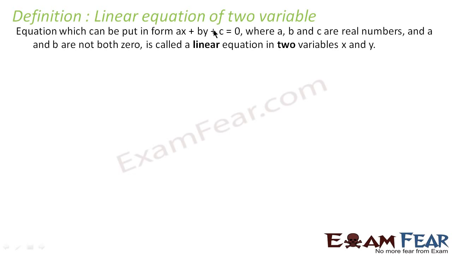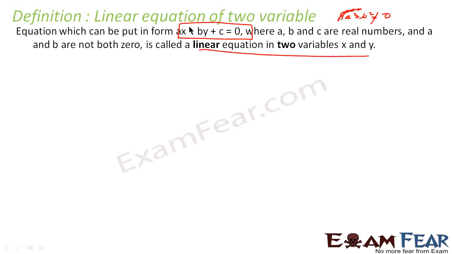An equation that can be put in this form, ax plus by plus c is equal to 0, where a, b, c are real numbers, where obviously a and b can't be 0 together, so we can say that a square plus b square is not equal to 0. That means at least one of these has to be non-zero. Correct? If both are 0, this will become 0. So when I say a square plus b square is not equal to 0, that means both a and b cannot be 0 together. This is called a linear equation in two variables x and y.